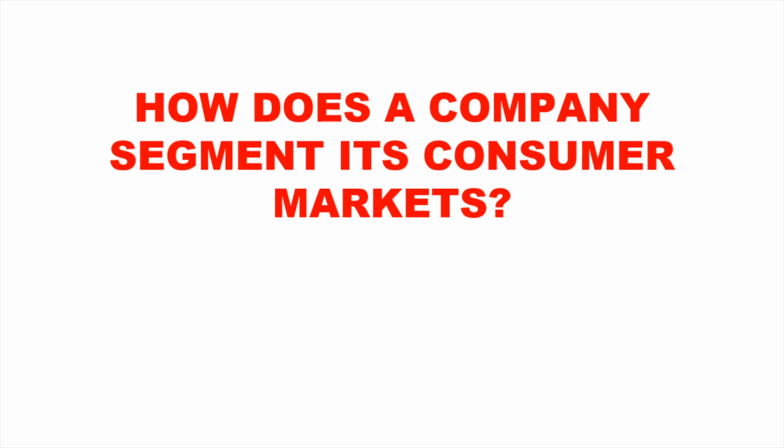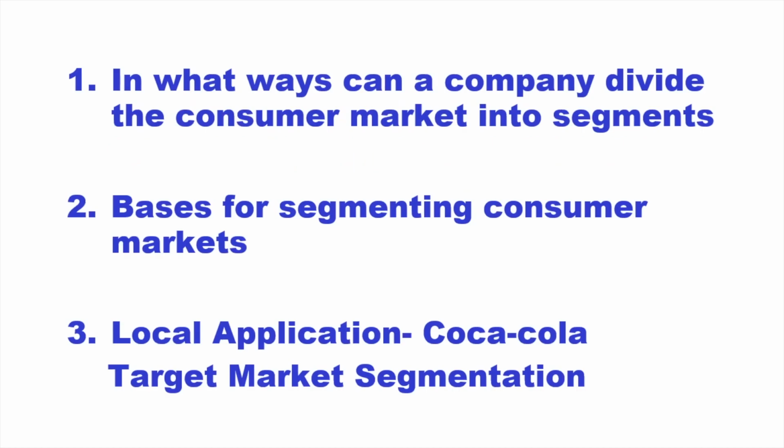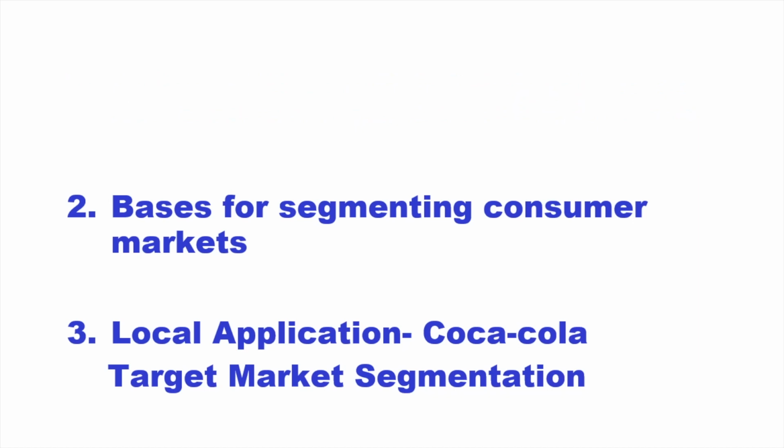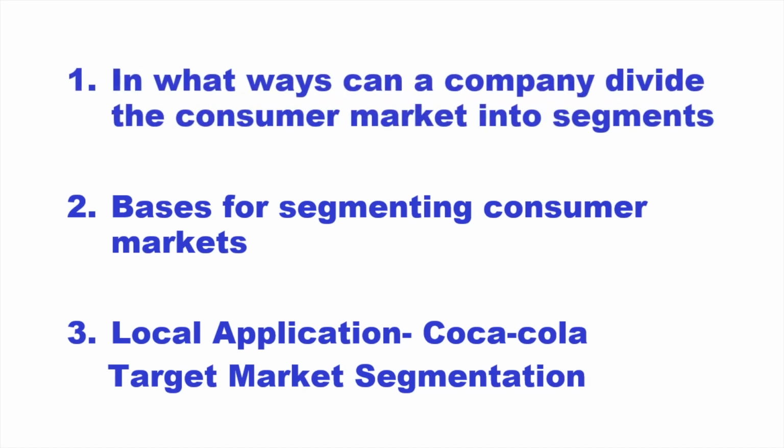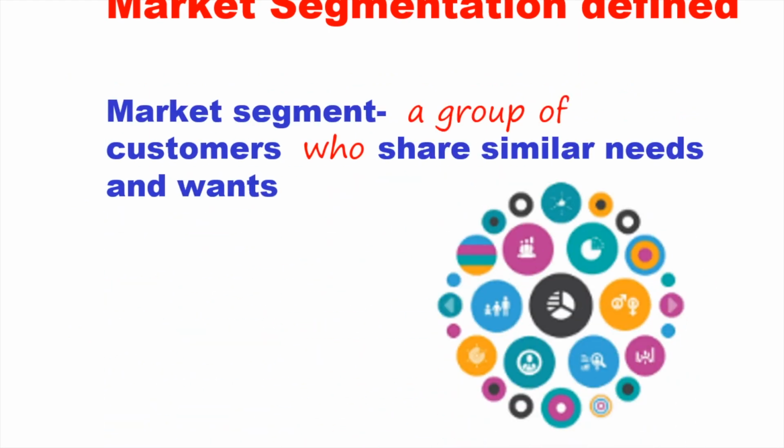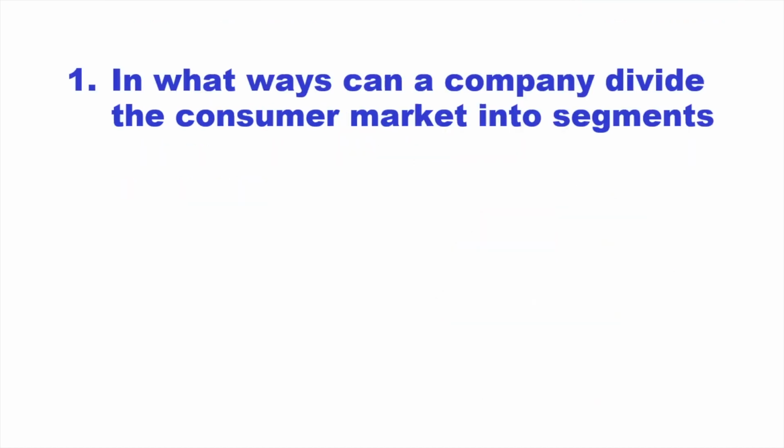So how does a company segment its consumer markets? To help us understand, we will be discussing these topics. Let us first know, in what ways can a company divide the consumer market into segments? A market segment is a group of customers who share similar needs and wants. It divides the market into well-defined slices.